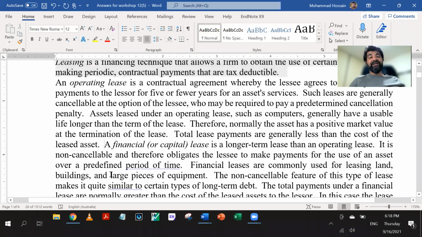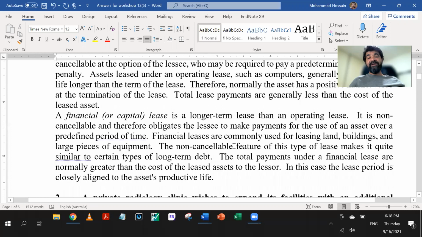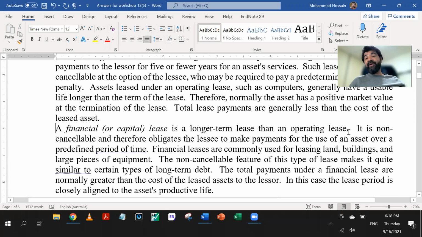And what about a financial lease? A financial lease is a longer-term lease than an operating lease. It is non-cancelable and therefore obligates the lessee to make payments for the use of an asset over a predetermined period of time. If you cancel it, you have to pay for that. Financial leases are commonly used for leasing land, buildings, and large pieces of equipment. A big amount is financial leasing.